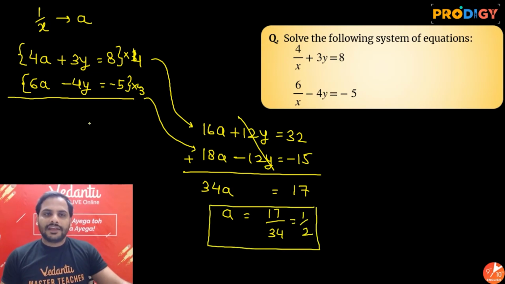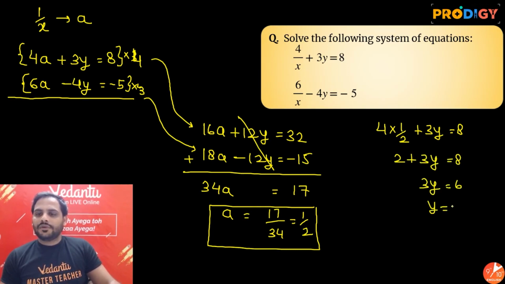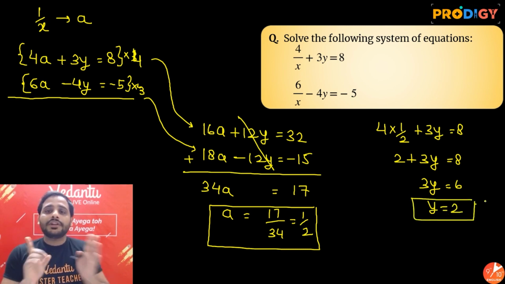Put the value of a equal to 1 by 2 in any of the equations. Suppose I put it in the first equation. 4 into 1 by 2 plus 3y is equal to 8, which is 2 plus 3y is equal to 8. Shift 2 over there. 3y is equal to 6. So y is equal to 2. I got the value of y.